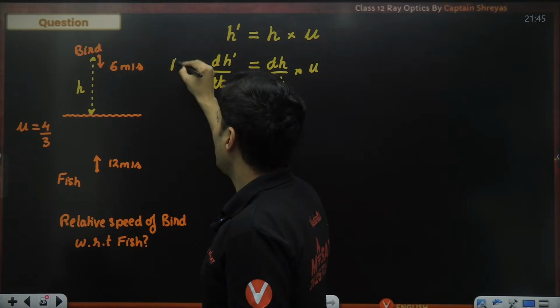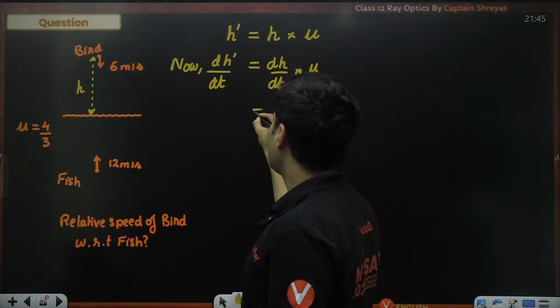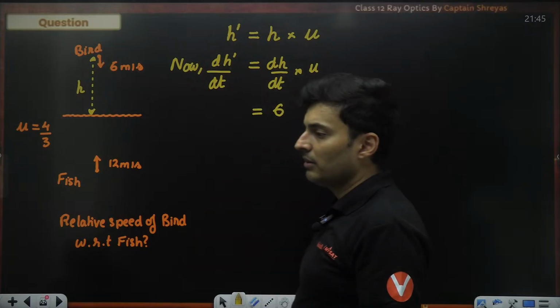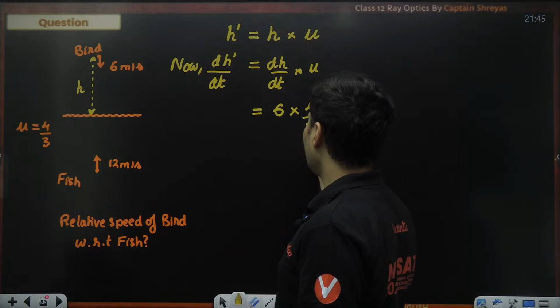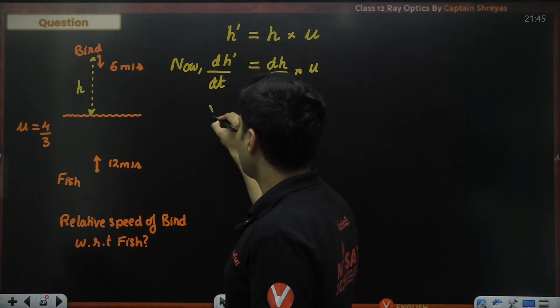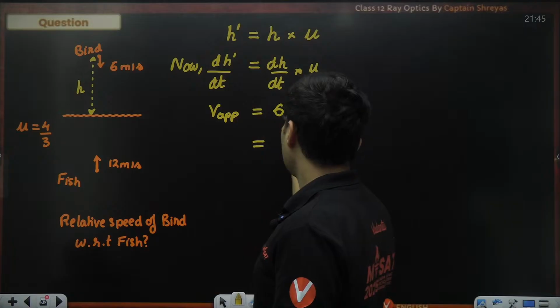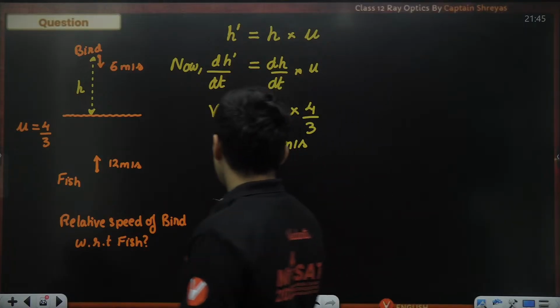Okay. Now I have differentiated both sides. This dh by dt is basically the actual speed of the bird. Refractive index 4 by 3. This is nothing but the apparent speed of the bird. So 6 by 3 is 2, 2 4s are 8. So 8 meters per second.